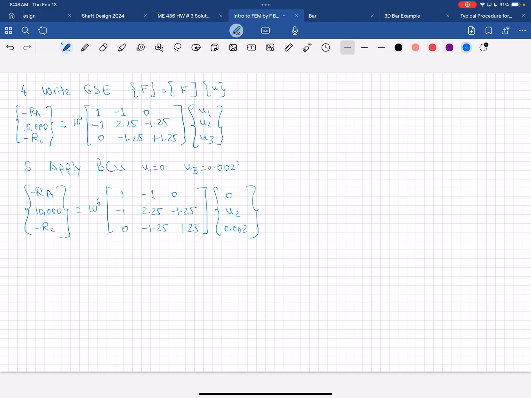So now when we look at this carefully, we have 3 equations and 3 unknowns, namely RA, RC, and U2.